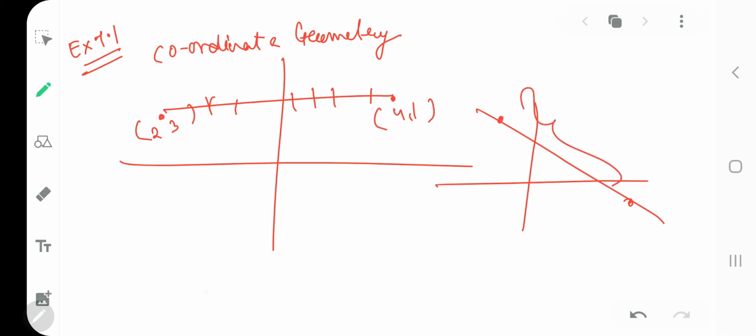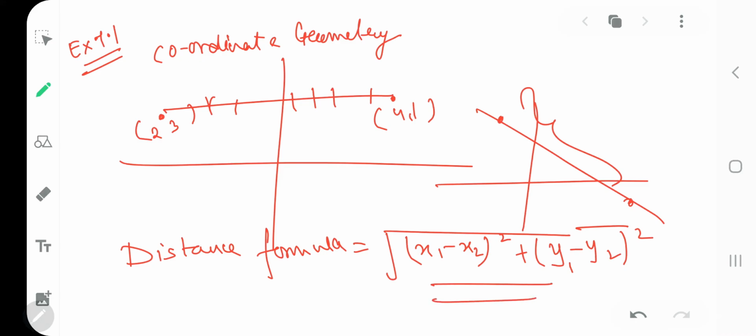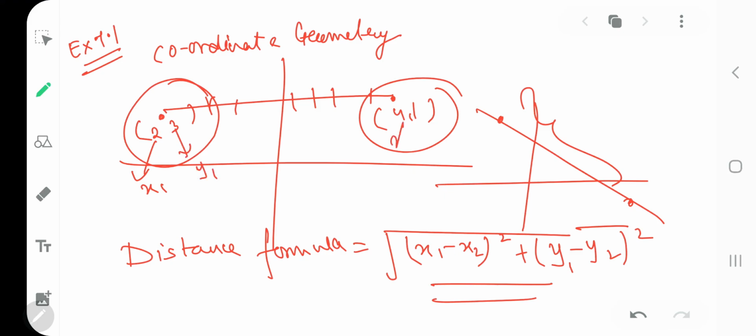For that we have the formula which is known as the distance formula, which is under root x1 minus x2 the whole square plus y1 minus y2 the whole square. This is your formula for finding the distance between 2 points. Yes, my dear kids, what is x1 and x2? Suppose this is one point and this is the other point, the coordinates of your first point will be x1, y1, and this will be x2, y2. Clear? You have to just put these coordinates into your formula to get the distance between 2 points.